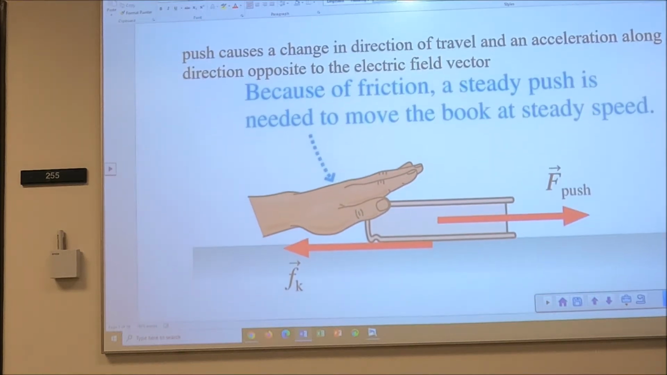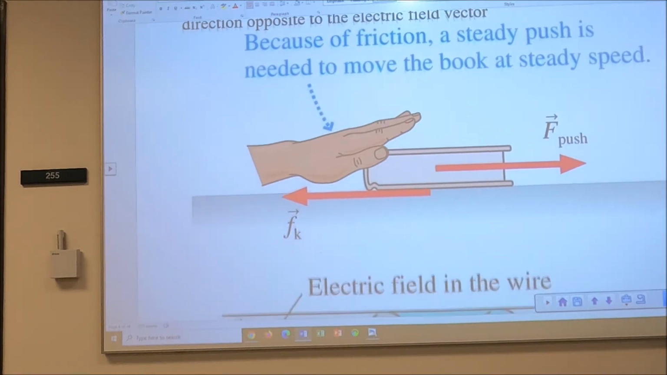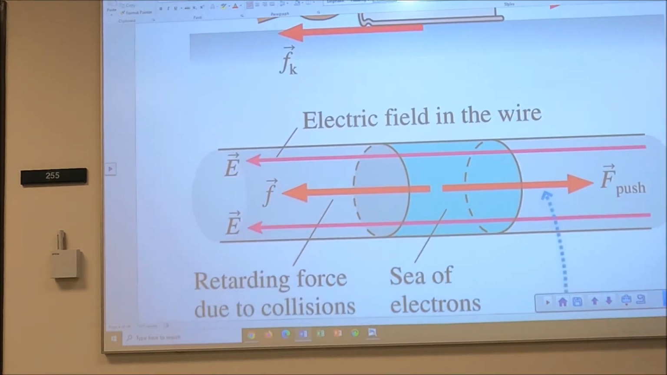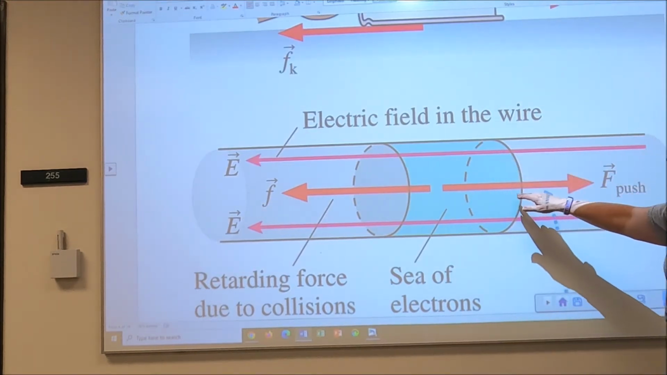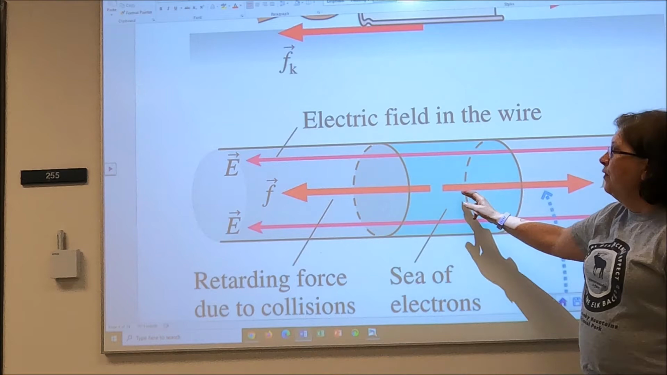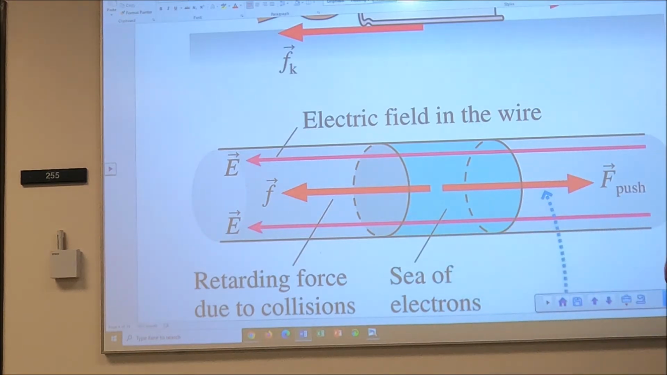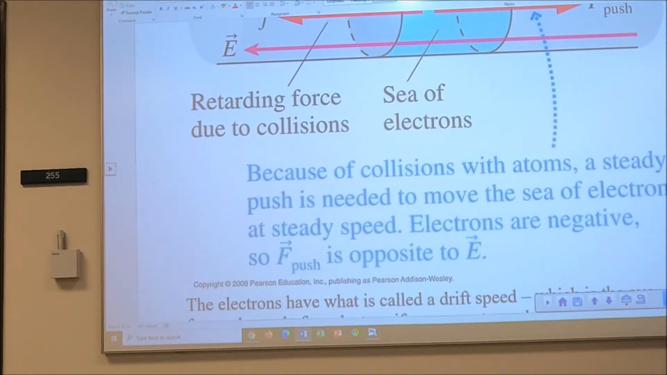Now, because of that, thinking about pushing the electrons, dodging the nuclei, dodging other electrons, there's going to be friction. Okay? So the push from the electric field is opposite the direction of the electric field, and the friction is going to point in the direction of the electric field. Okay? Friction works against it. That's why the wire heats up.